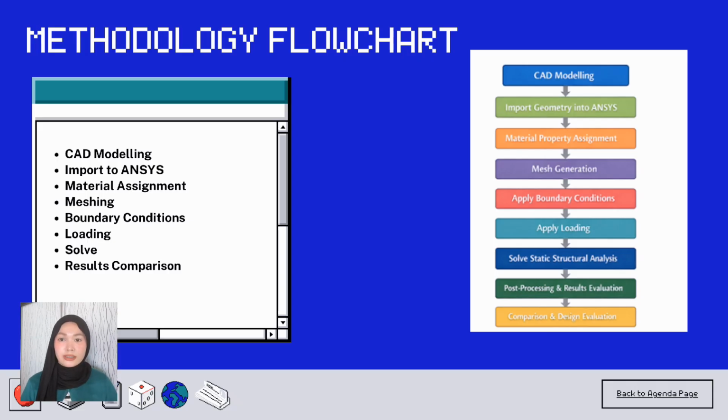Methodology flowchart. This slide shows the overall methodology. The process starts with CAD modeling, followed by importing the geometry into ANSYS. Then, material properties are assigned, mesh is generated, boundary condition and load are applied, and finally, results are obtained and compared.